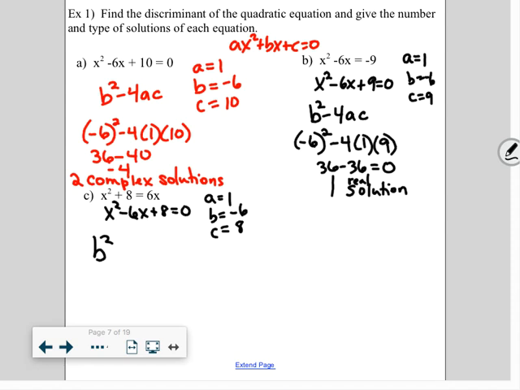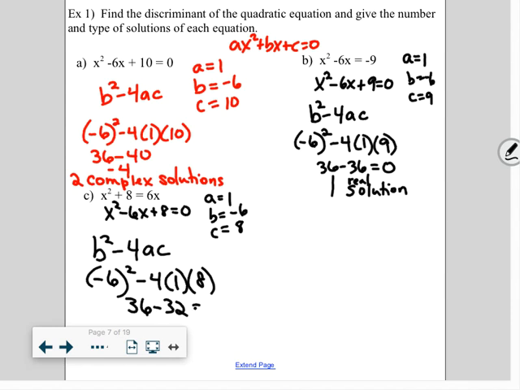All right, so here we go. Let's do b squared minus 4ac. Then flip it to the front page and see what it means. So I get -6 squared minus 4 times 1 times 8. That's 36 minus 32, which is 4.